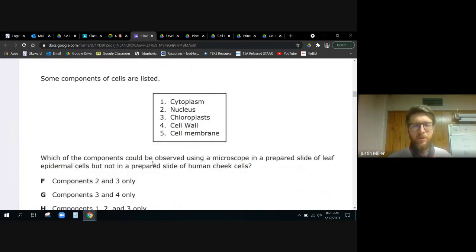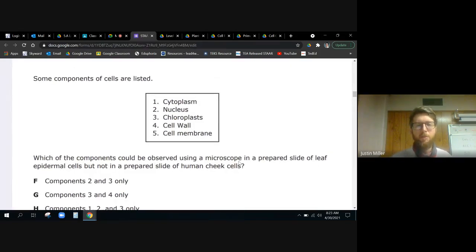Which of the components could be observed using a microscope in a prepared slide of leaf cells, but not in a prepared slide of human cheek cells? In other words, they're asking, what would you see in a plant cell that you would not see in an animal cell? They give you five things here. In other words, which of these are in plant cells that are not in animal cells?